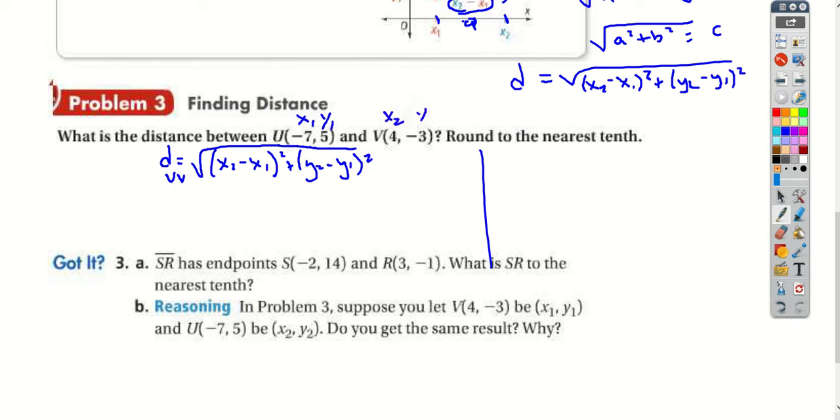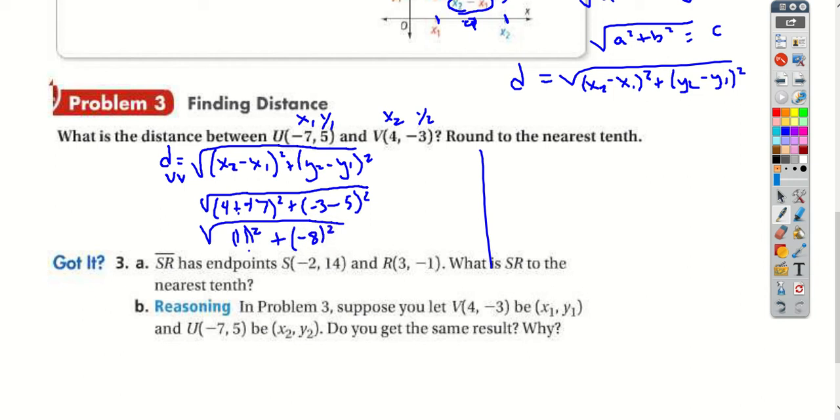here's x2, y2. And so now I just plug in. x2 is the second x coordinate, which is 4, minus the first one in line, which is -7, so that's going to become a plus. y2 is the second y, that's -3, minus the first y, which is 5, and squared. So we're going to end up getting the square root of 11 squared plus -8 squared.